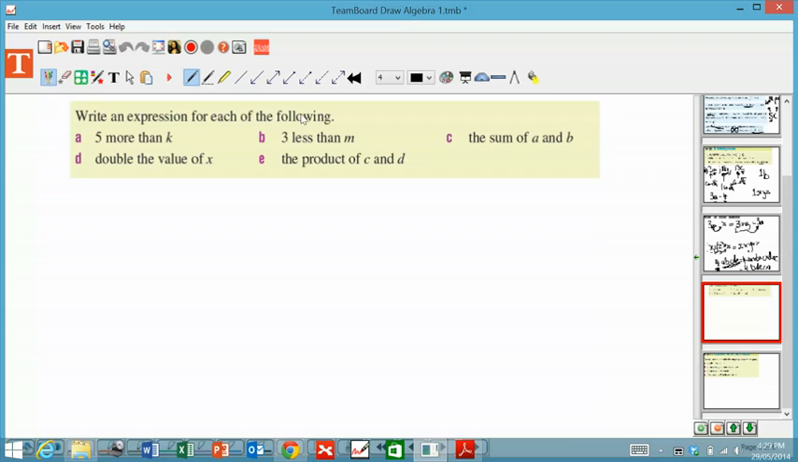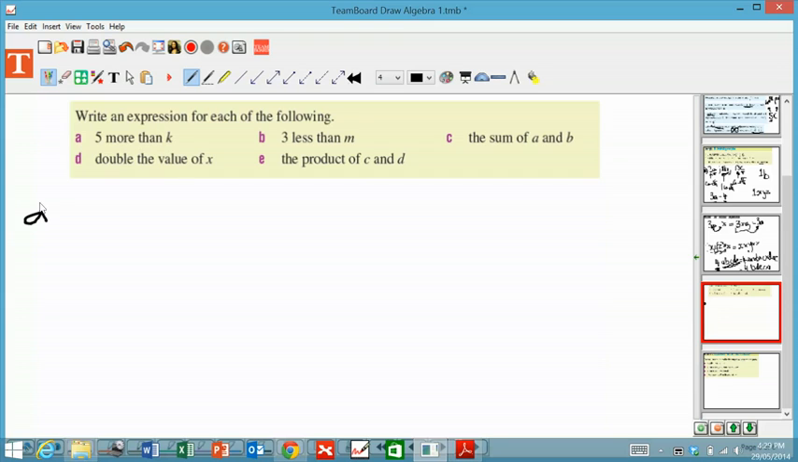Alright, so write an expression for each of the following. Remember, to write an expression we've got to use terms, so either letters, numbers, or a combination of letters and numbers, and then mathematical symbols and operations, the plus, the minus, the divide, and the times. Alright, and read these carefully.